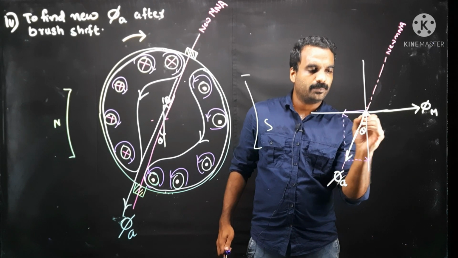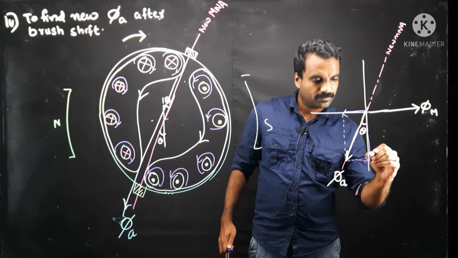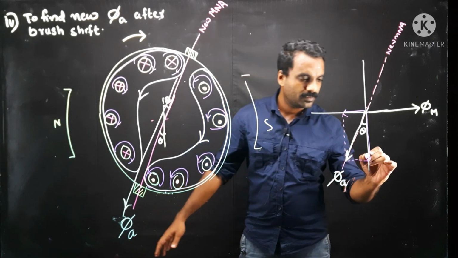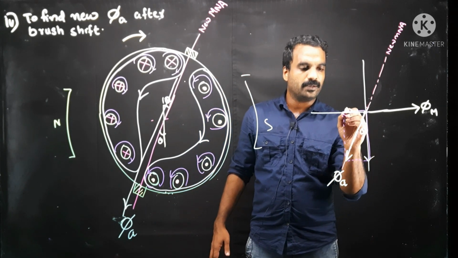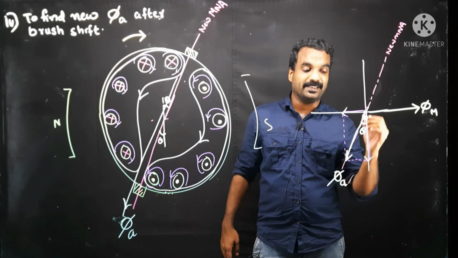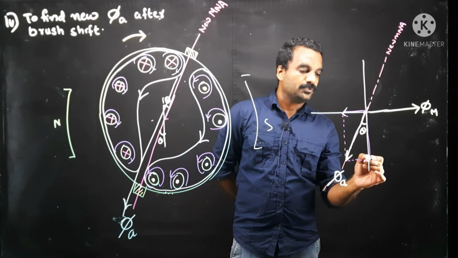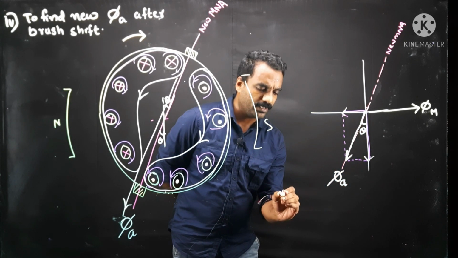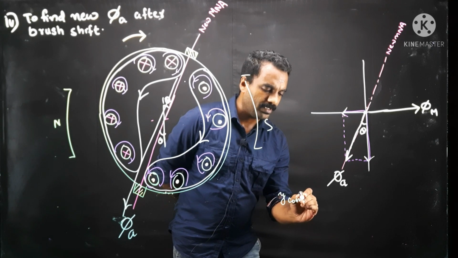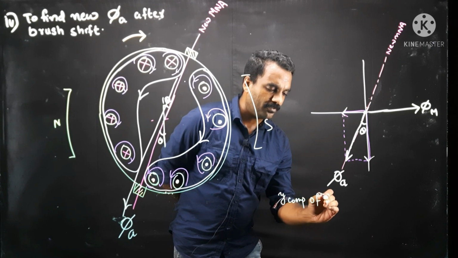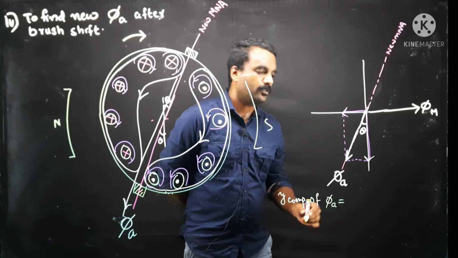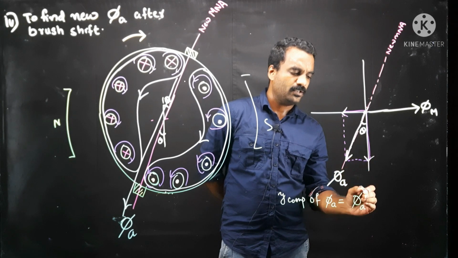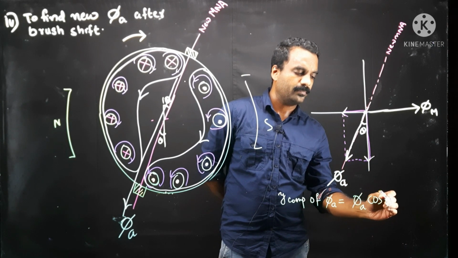So, what will be the name of these components? This is the y component and this is the x component, and this is the theta. So, can anybody calculate the value of the y component? Y component of phi A is equal to, negative is not needed, phi A cos theta.